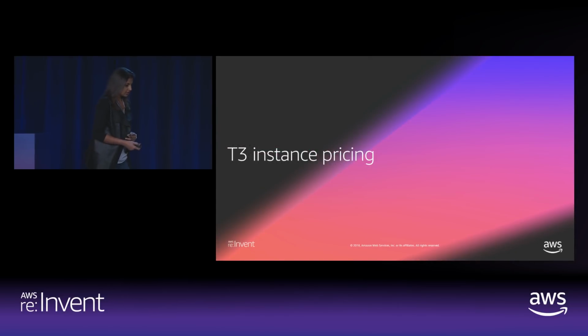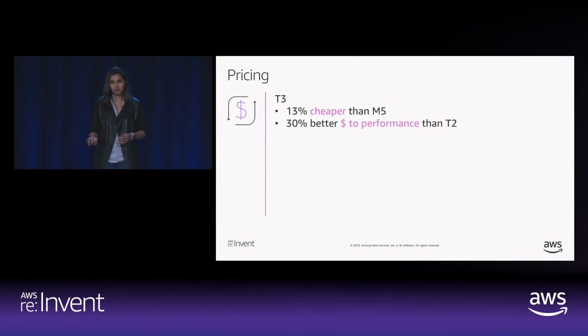Let's take a look at the T3 pricing model. I'm sure this is something that's going on in the back of your mind: if it's going to be cheap, but then with the variable CPU, how is it going to be priced? So right out of the gate, T3 is 13% cheaper than M5. You can do the math, 17% cheaper than M4, 10% cheaper than T2. It has 30% better price to performance compared to the previous generation T2 instances.